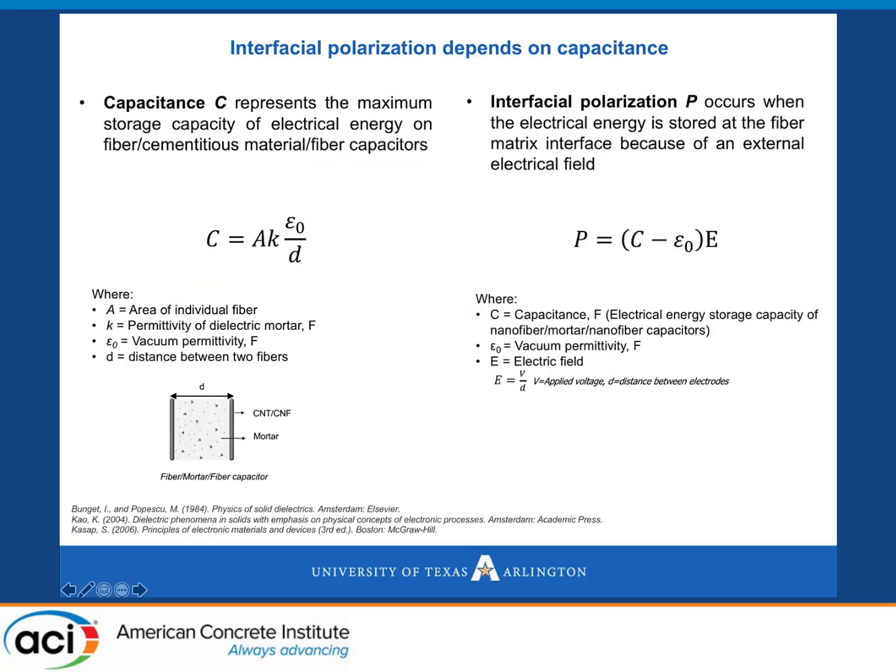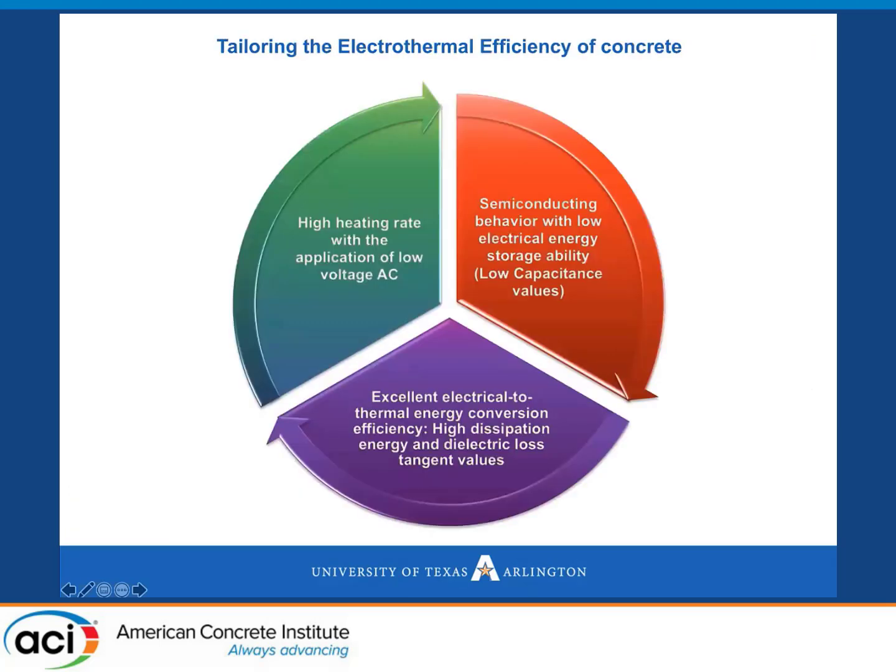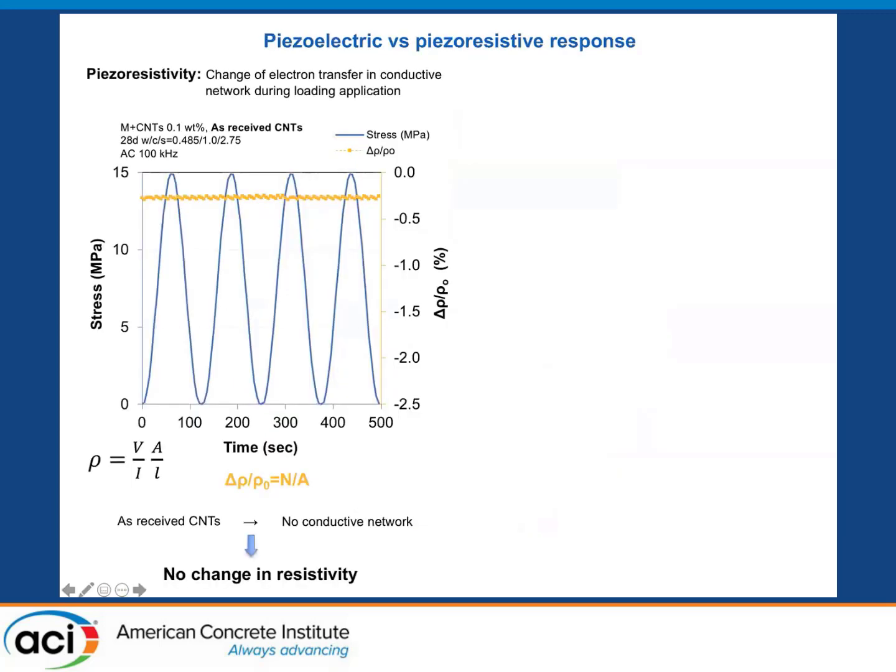We have shown that the application, unfortunately, of higher voltages can create higher polarization values, and then at higher polarization values and higher capacitance values, we can have the phenomenon of thermal shock of concrete. So I'm going to skip that because there is a relationship between capacitance and interfacial polarization. And I am going to give you one of the results for this talk: if we want to tailor the electrothermal efficiency of concrete, we need to start with low capacitance values, then continue to produce high dissipation energy and dielectric loss tangent values, and there we can move on into high heating rate, but with the application of low voltage AC. These are the two keys that we need to achieve.